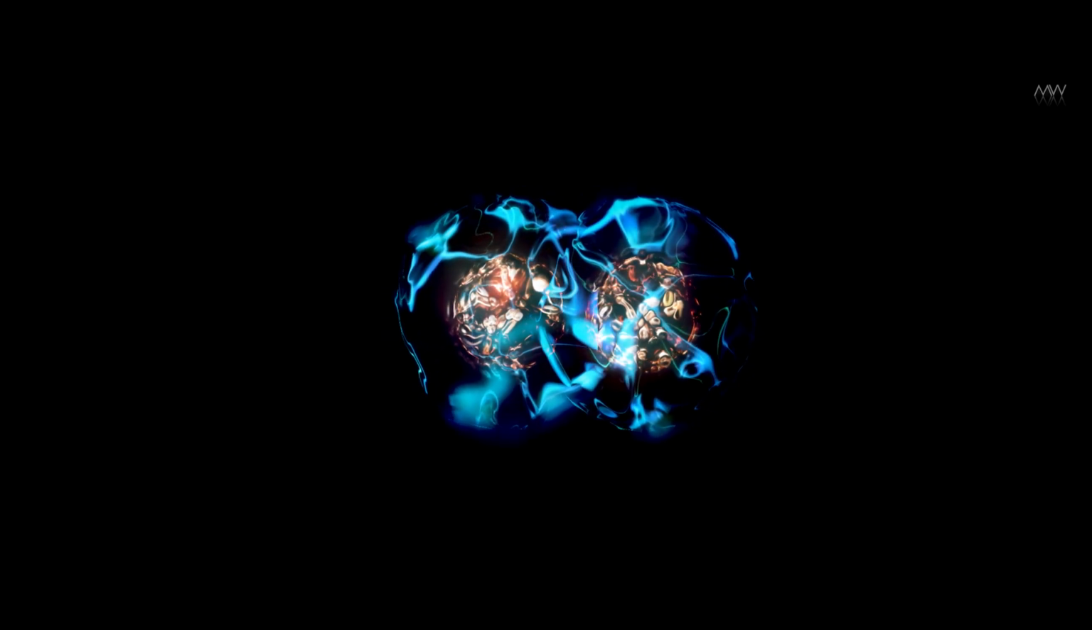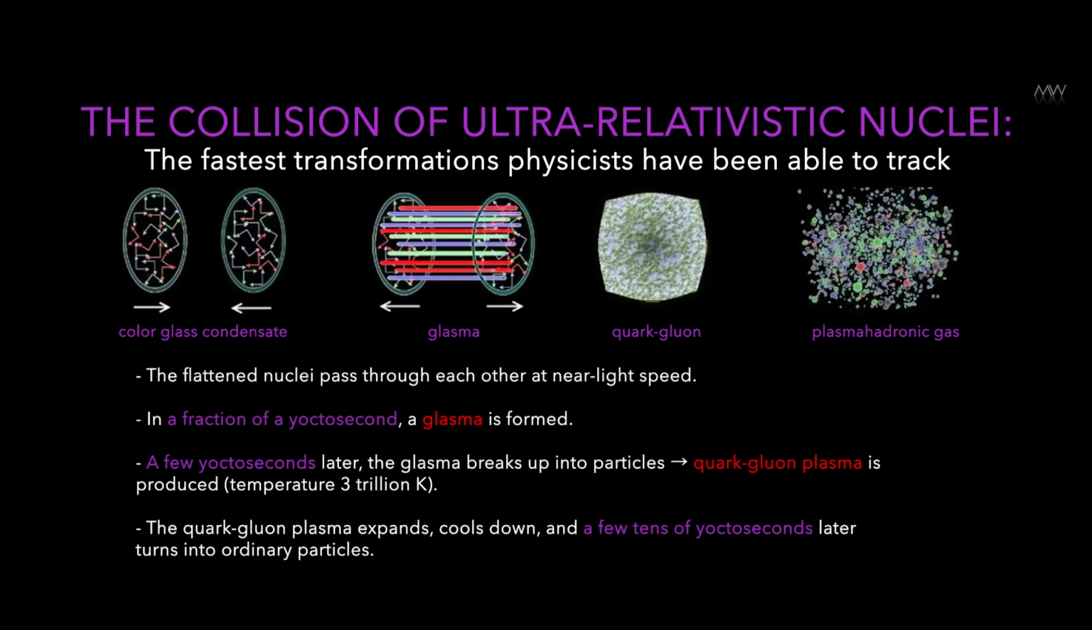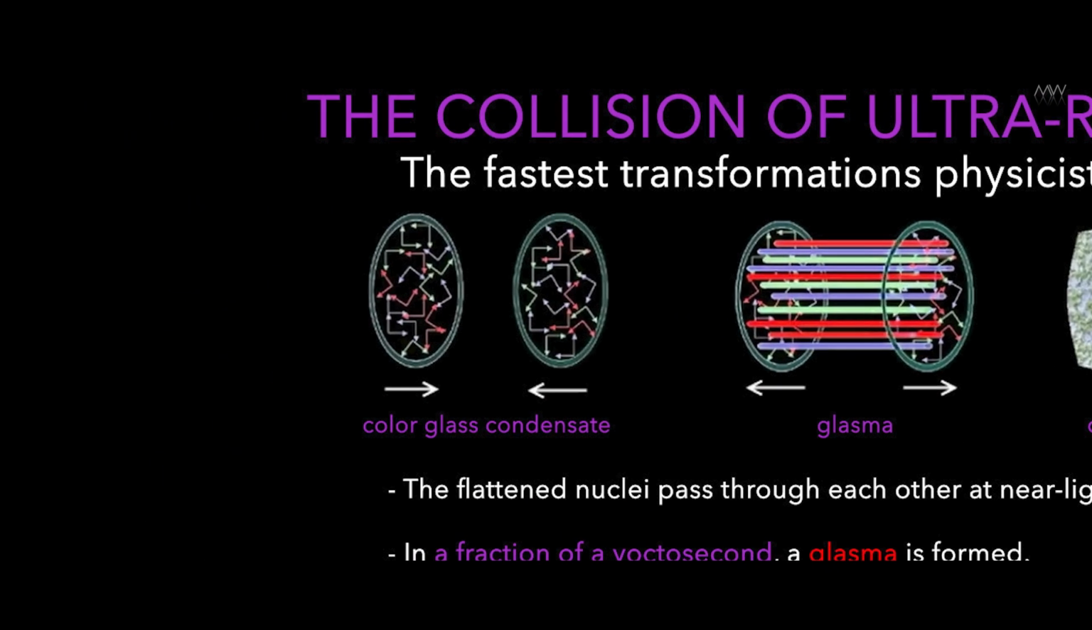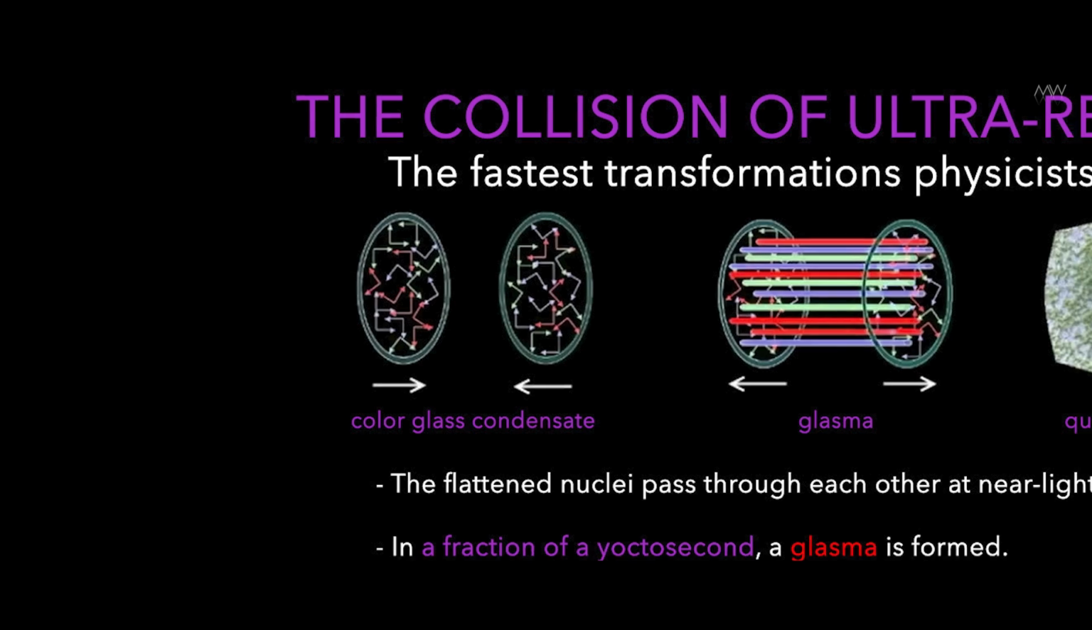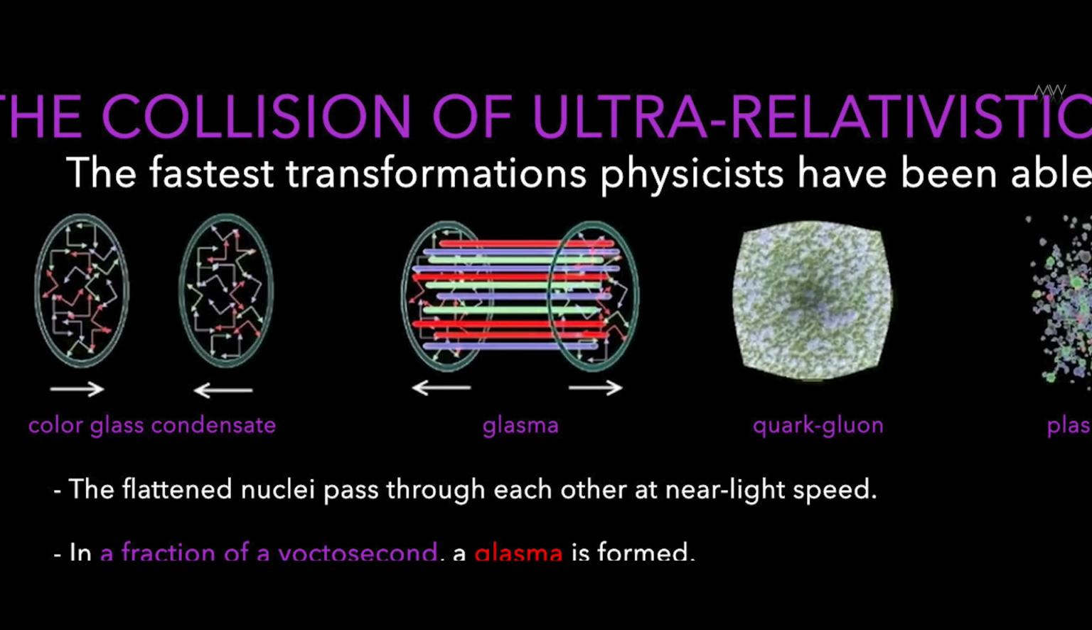What do you have going on at that collision? First, these 2 pancakes with this mishmash, which in scientific language is called color glass condensate. It's a kind of jelly-like state. And when these 2 nuclei in the form of flattened pancakes pass through each other, first they are not destroyed, they pass through each other. Just in the space between them there appears some force field, gluon field, which in the form of such tubes binds the 2 nuclei flying through each other.